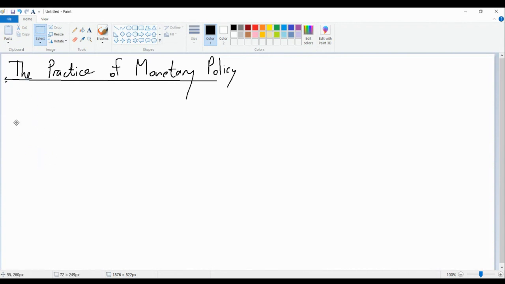To do that, I want to start with a little bit of history about how people used to think about monetary policy. And as we do that, we'll learn about various problems that have been encountered over the years by central banks around the world and across history.